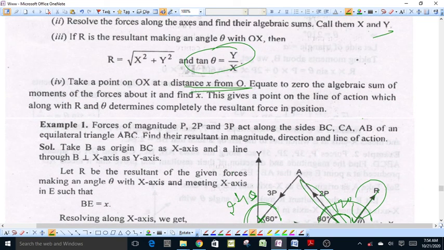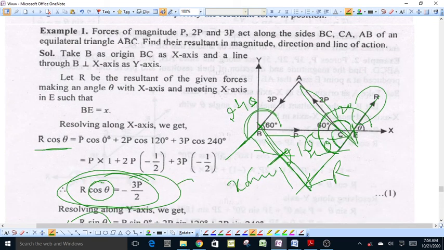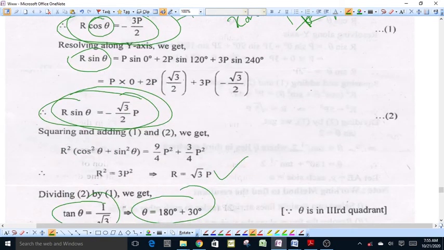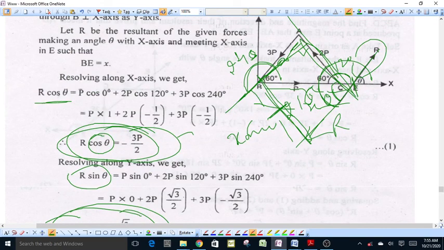Because the triangle is an equilateral triangle, suppose that each side of the triangle is equal to a. Then the perpendicular distance of the point B from the line of action of 2P comes out to be a sin 60. Force 3P passes through point B, therefore the moment of this 3P force will be equal to 0.